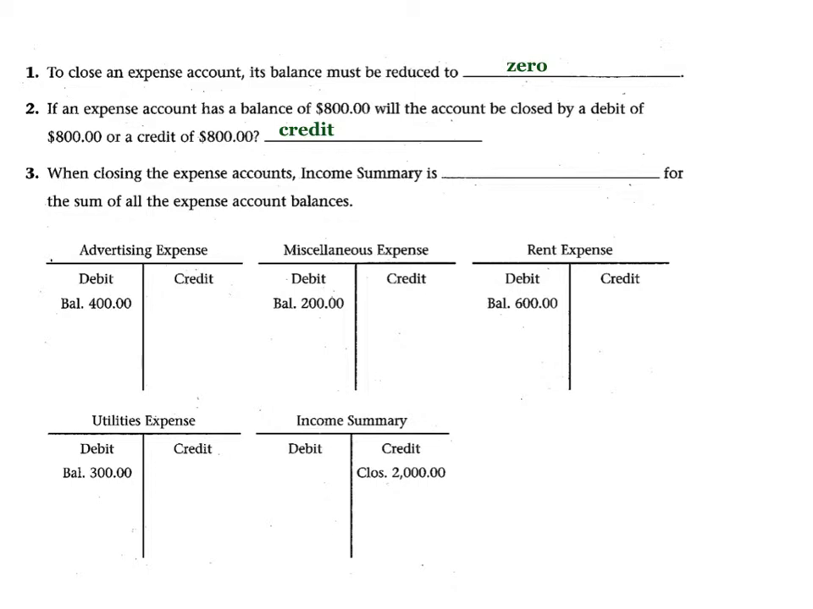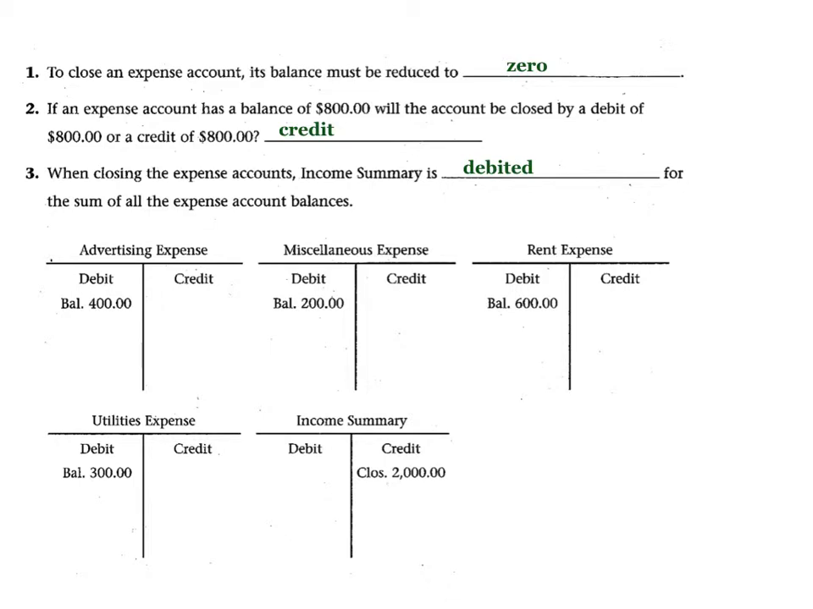Also, when closing the expense accounts, we give a credit to each of the expense accounts. The income summary, in line with our rule of transactions where every credit requires an equal debit, every debit equal credit, will have a debit for the same amount.